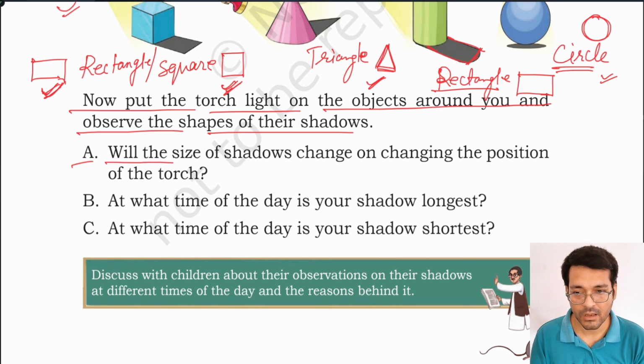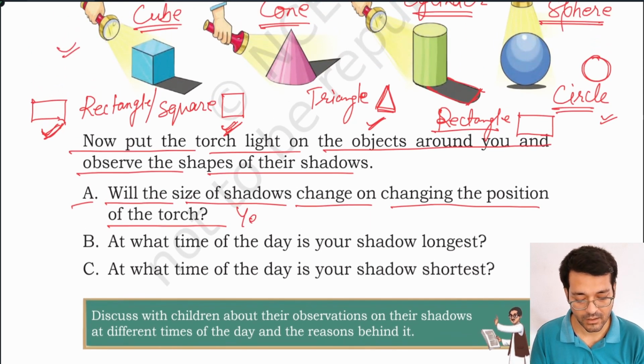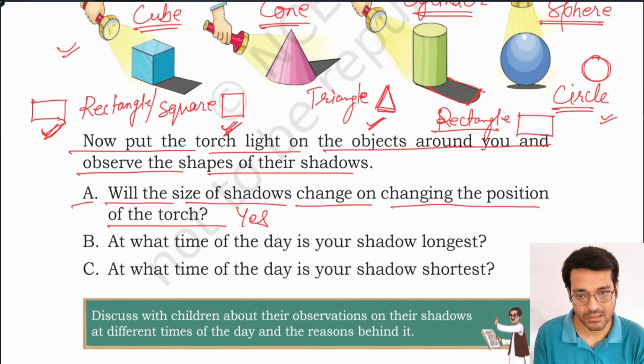A. Will the size of the shadow change on changing the position of the torch? Yes. If you take the source of light, that is the torch light, closer to the object, you will get a bigger shadow. If you take the torch far away, then you will get a smaller shadow.